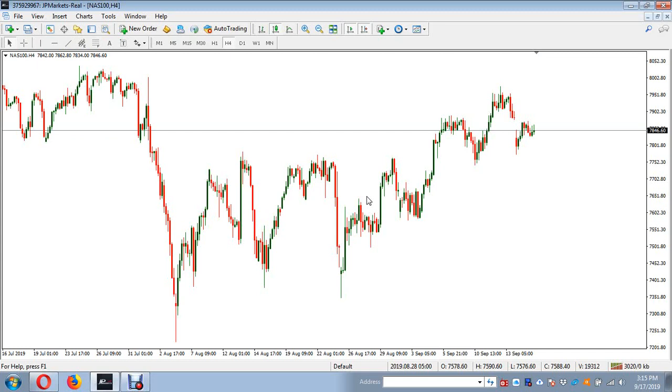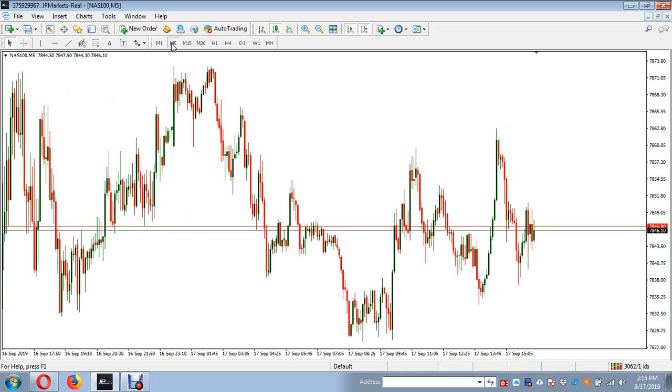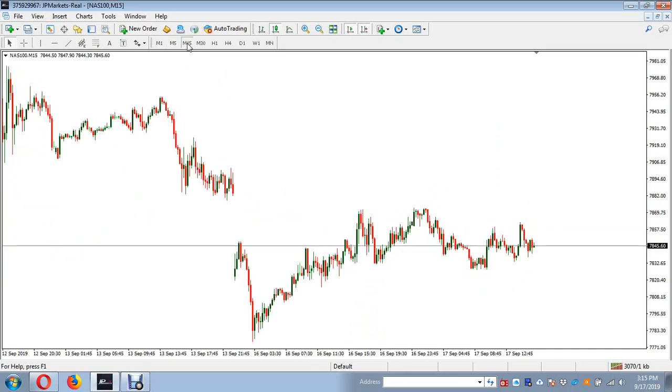Okay, we are back again with the Nasdaq analysis. Today we are going to be analyzing on a higher time frame because the market, ever since it opened on Monday, has been on consolidation. So let's check M5. Too much movement. Okay, check on the 15-minute chart.